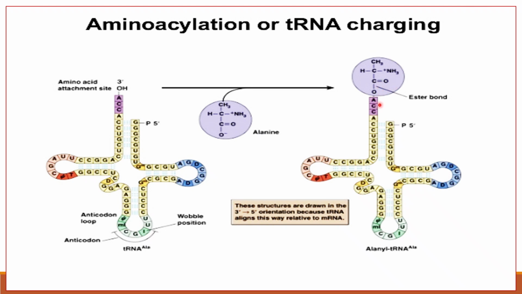And this particular formation of the covalent ester bond is done by the enzyme aminoacyl-tRNA synthetase. So eventually, when we say a tRNA is charged, what we mean is an amino acid has been esterified to the 3' end of the tRNA molecule.